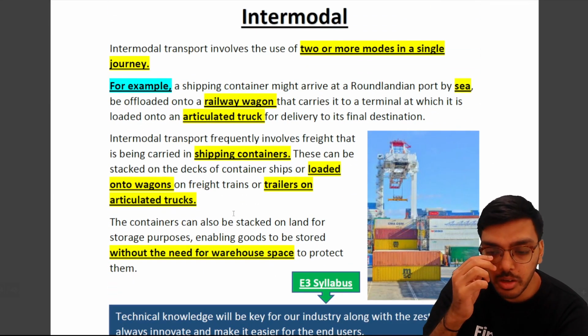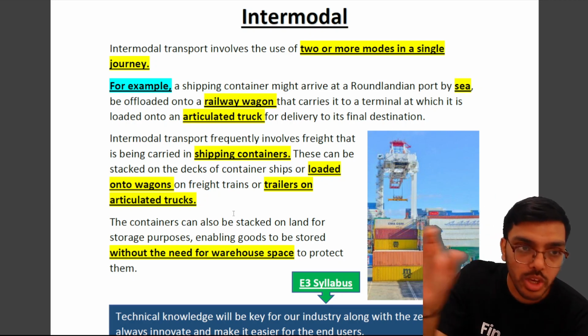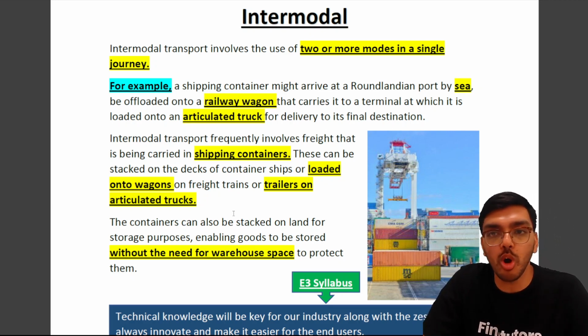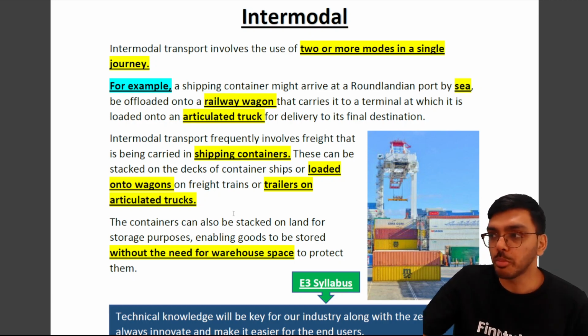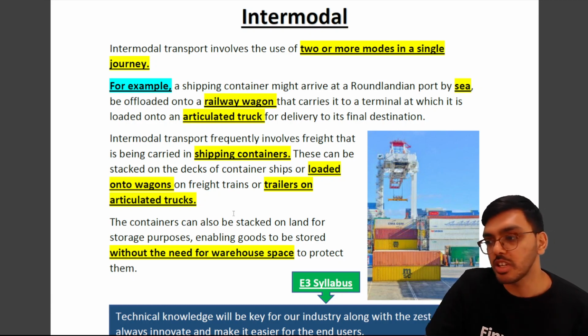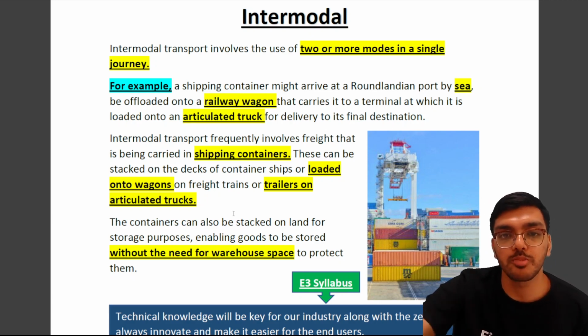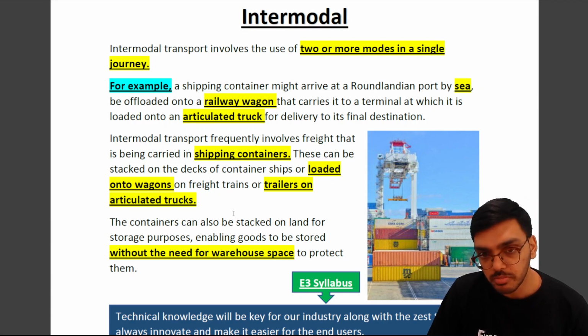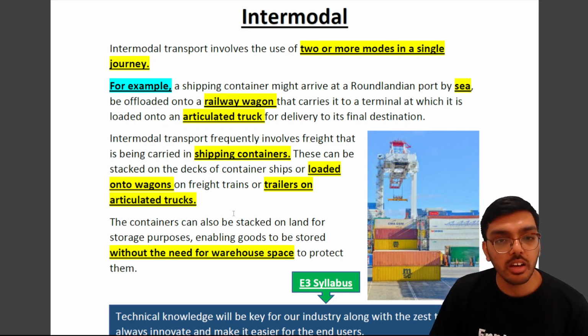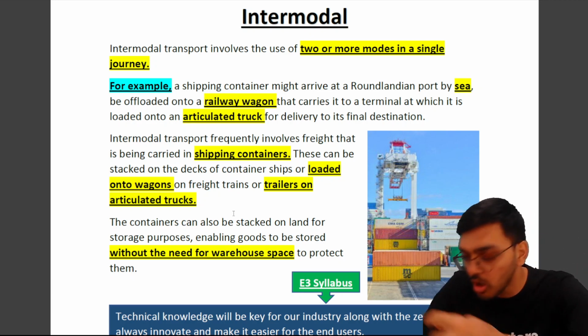We also have intermodal transport. Now, intermodal transport involves the use of two or more modes in a single journey. This is the most popular way generally because again, you have to bring something from the sea to Roundland and then use a rail or a truck to transport it further. That becomes intermodal because more than one mode of transport was used. So for example, a shipping container might arrive at a Roundlandian port by sea, be offloaded onto a railway wagon that carries it to a terminal at which it is loaded onto an articulated truck for delivery to its final destination. Different modes involved, so it's called intermodal.